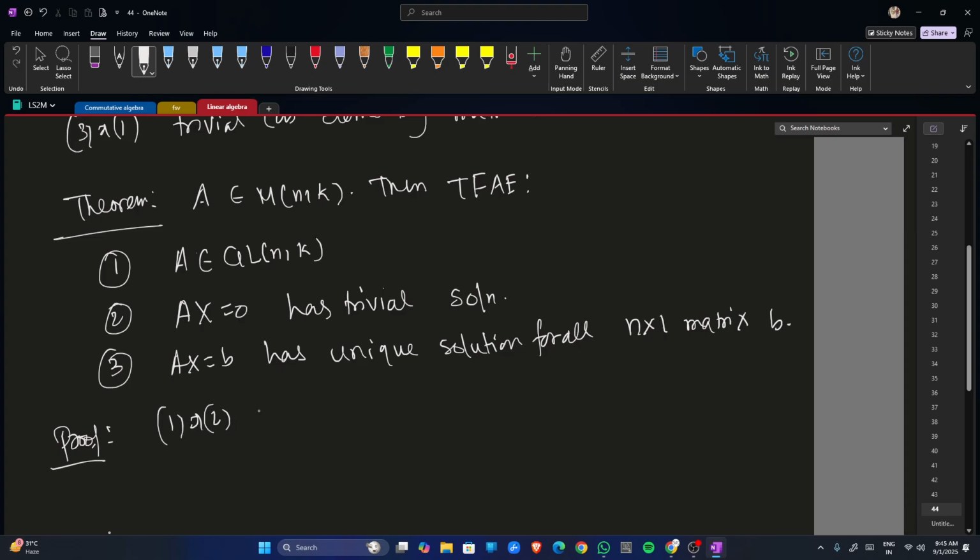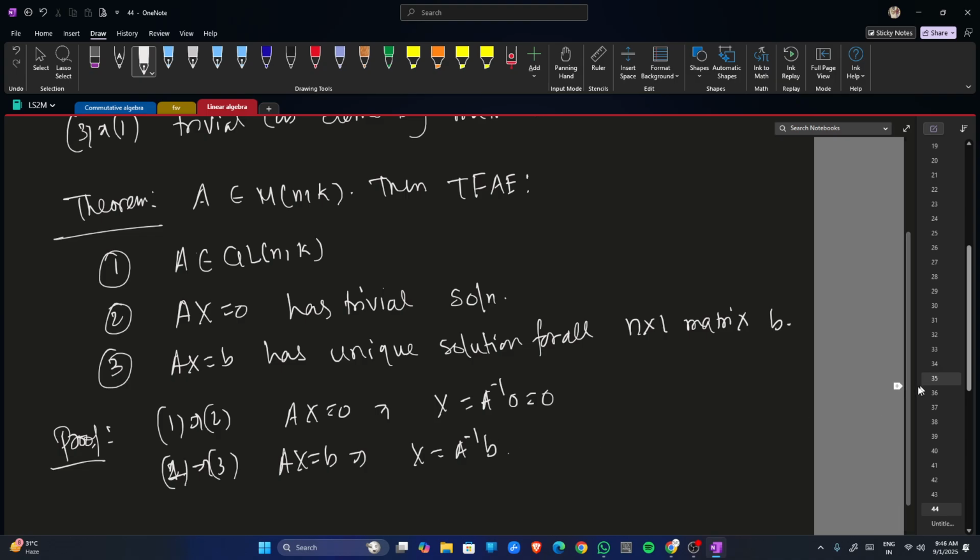1 implies 2. AX equal to 0, multiply by the inverse, X equal to A inverse times 0, which is 0. Done. 1 implies 3 is also the same proof. AX equal to B, X equal to A inverse B. Unique solution. Done.